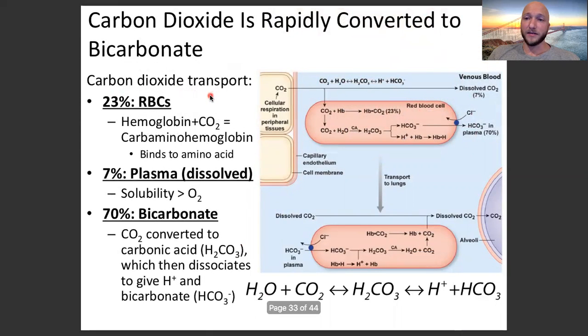Carbon dioxide, if we go back to our respiratory system, is involved in the gas exchange part of what it does, and also the pH balance part. 70% of carbon dioxide, when it's dissolved in our blood, is converted to carbonic acid, which dissociates and gives us a hydrogen ion and bicarbonate. 7% is dissolved in our bloodstream, in plasma, and about 23% is carried by hemoglobin as carbaminohemoglobin. It binds to an amino acid within our hemoglobin.